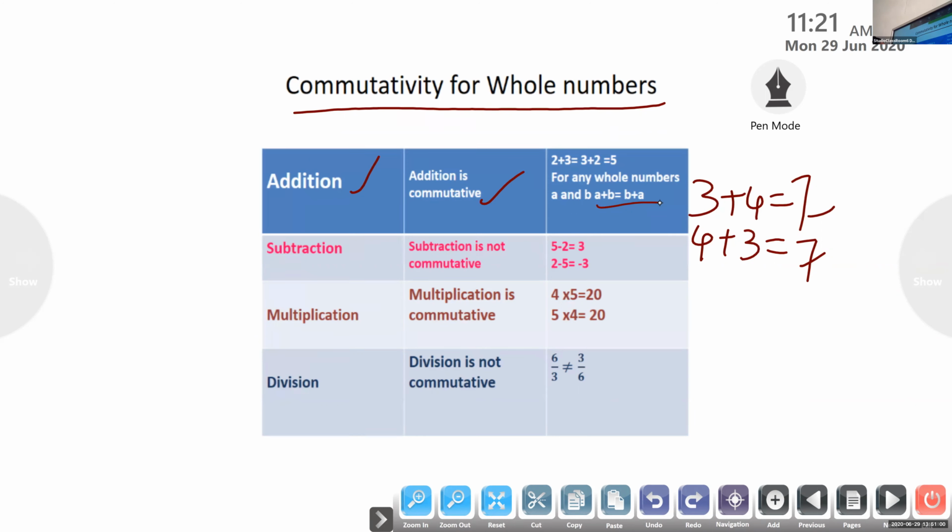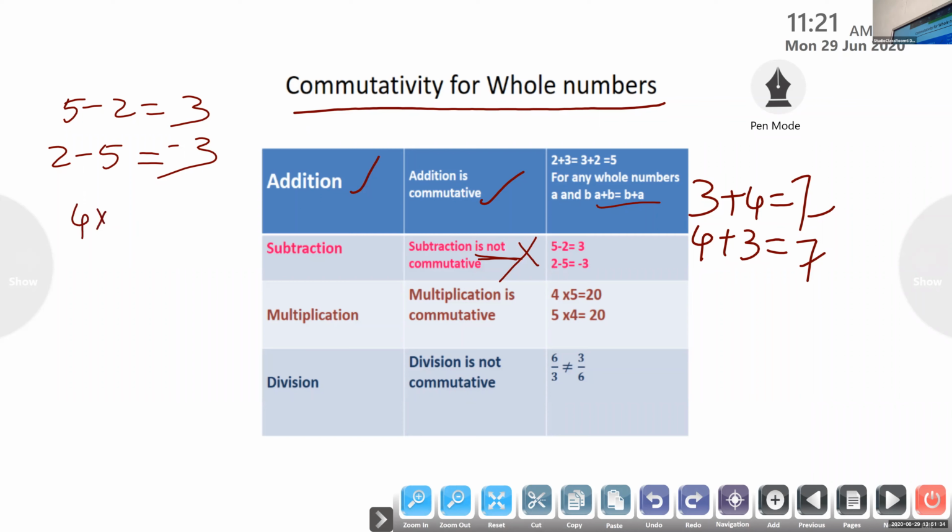Now we will check subtraction. 5 minus 2 equal to 3. And we are changing the order as 2 minus 5. 2 minus 5 is what? Negative 3. Okay, are 5 minus 2 and 2 minus 5 equal? No, ma'am. So we can say that subtraction is not commutative.